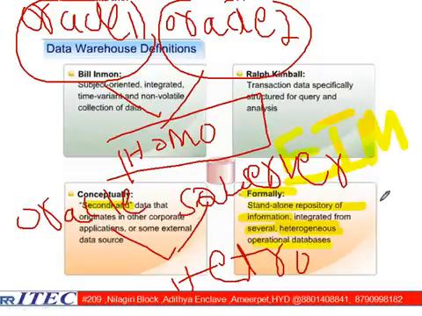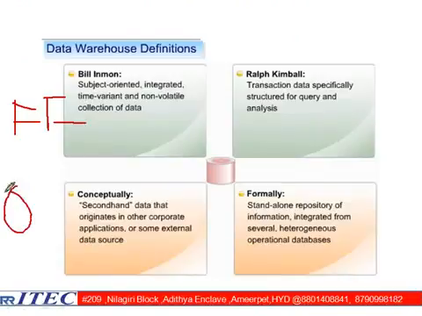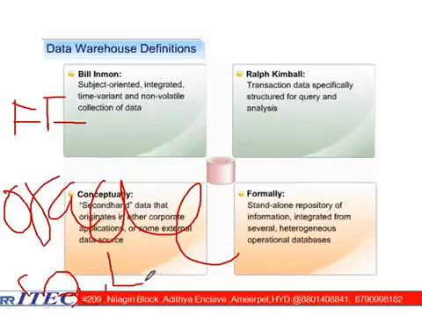Now, normally in the data warehouse, we get the data from different databases. Some data may be coming from flat files, that means notepads, comma separated values, XML files, all those things. Some data may be coming from your Oracle database, some from your SQL Server database also. Am I clear? Right. Now you understand what we mean by: standalone repository of information integrated from several heterogeneous operational databases.